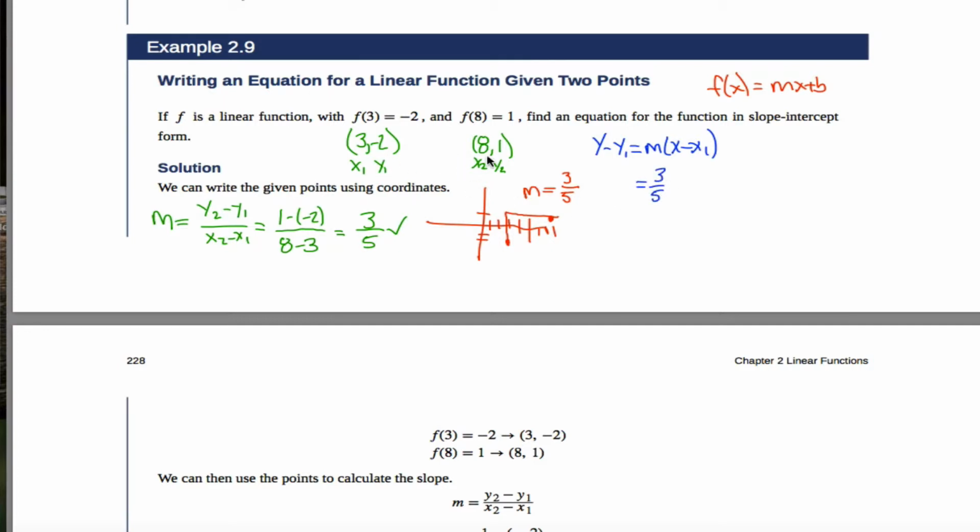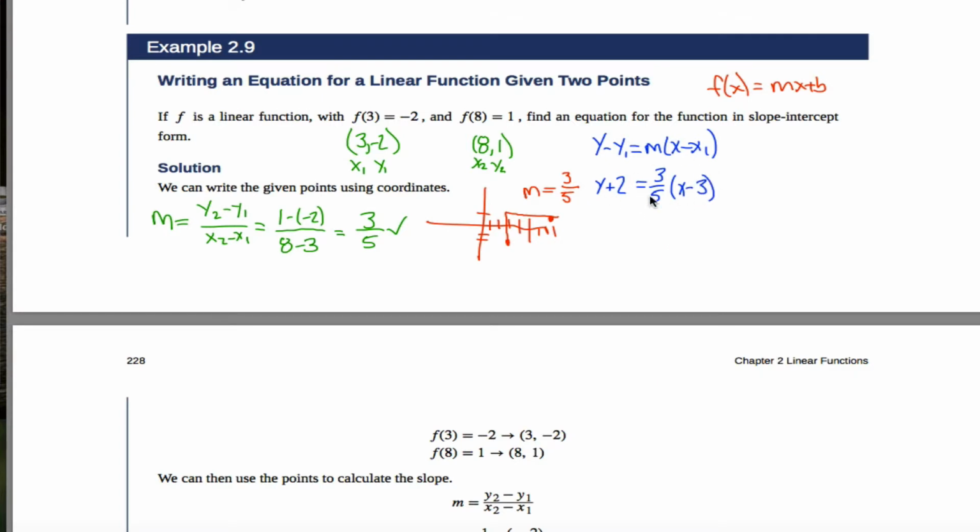Because I know the slope is 3/5, and I have a point. In fact, I have 2 points. I have more than I need. Let's use this one so that the subscripts match up, although you could use this point too if you decided you wanted to for some reason. Y minus y1 is y minus negative 2, aka y plus 2. X minus x1 is x minus 3.